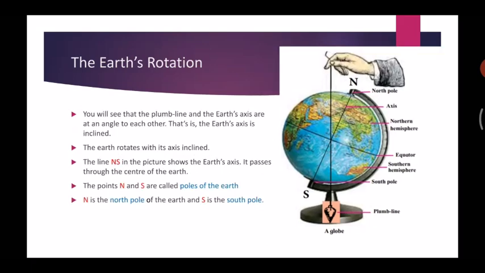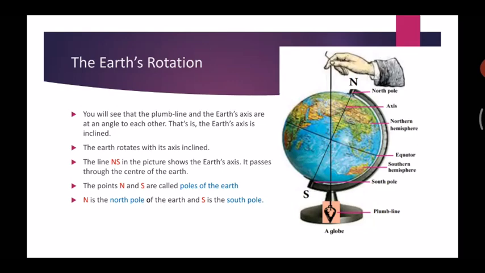Now, when you hold the plumb line, you will see that the plumb line and the Earth's axis are at an angle to each other. They are at an angle, no? Both are not in a straight line. They are at an angle. That is, the Earth's axis is inclined. Now, what do you mean by the word inclined? Inclined means the Earth is slanting or tilted. That is not straight. Tilted means not straight.